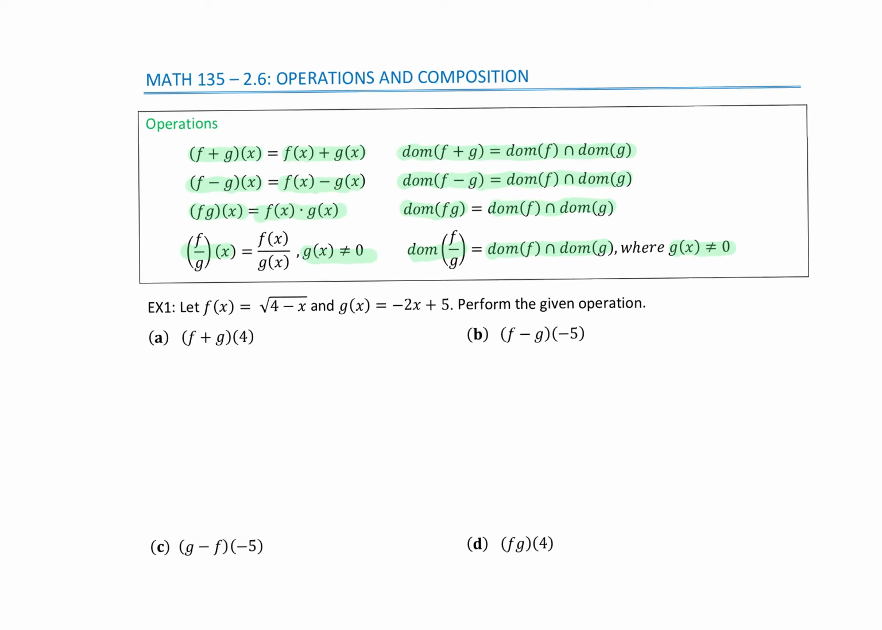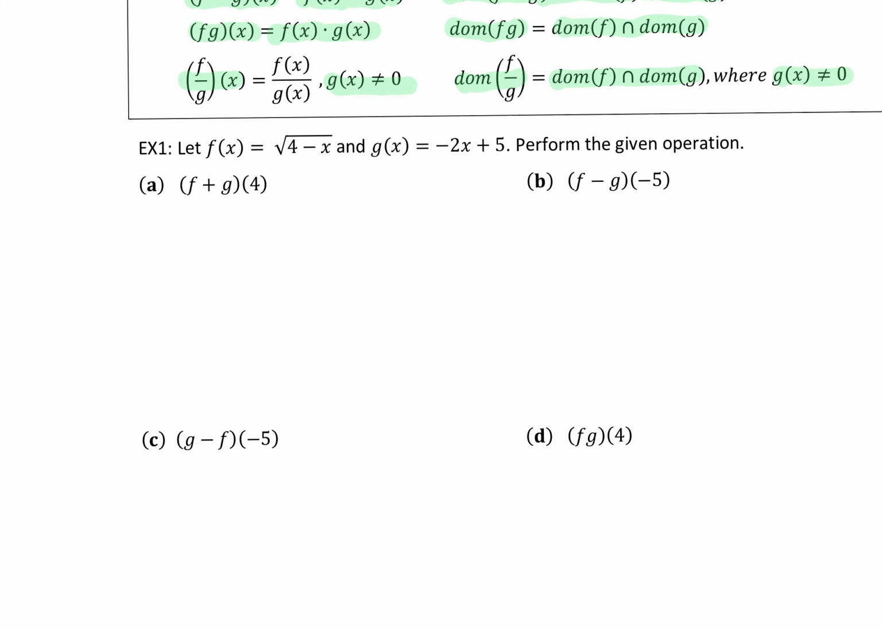Let's use these properties. In example 1, we have this function f, which is the square root of 4 minus x, and g is equal to negative 2x plus 5. We want to perform the given operation. So the first one is f plus g of 4. All I have to do is use what's in that box above to split this up into f of 4 plus g of 4. And then I would evaluate these separately.